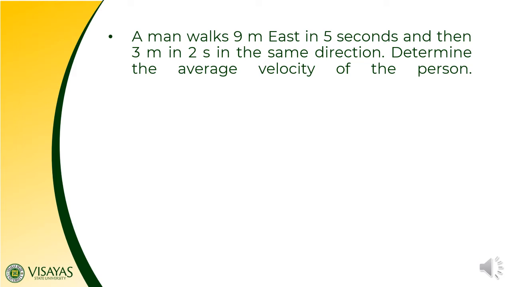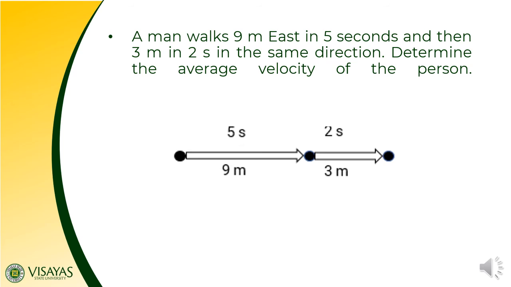Now, let's consider this problem for velocity. A man walks 9 meters east in 5 seconds and then 3 meters in 2 seconds in the same direction. Determine the average velocity of the person. So we are to find the average velocity of the person.